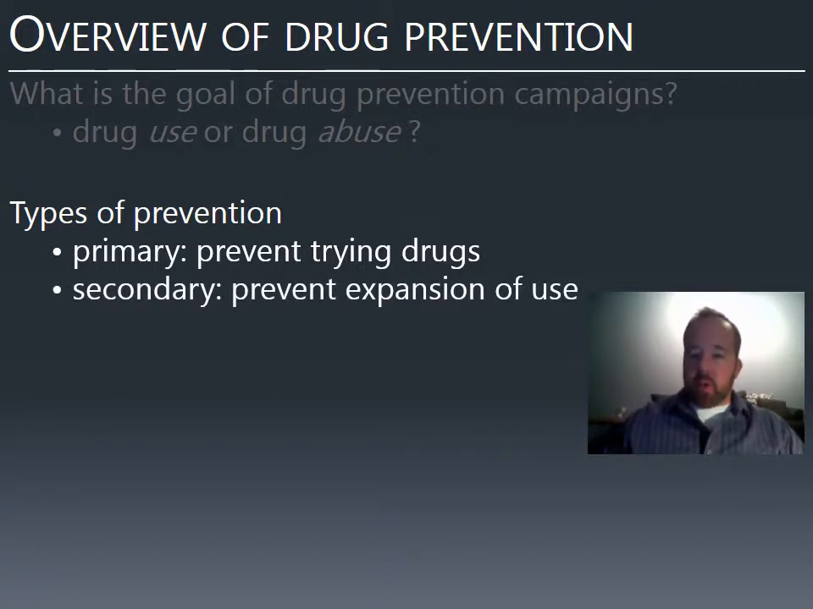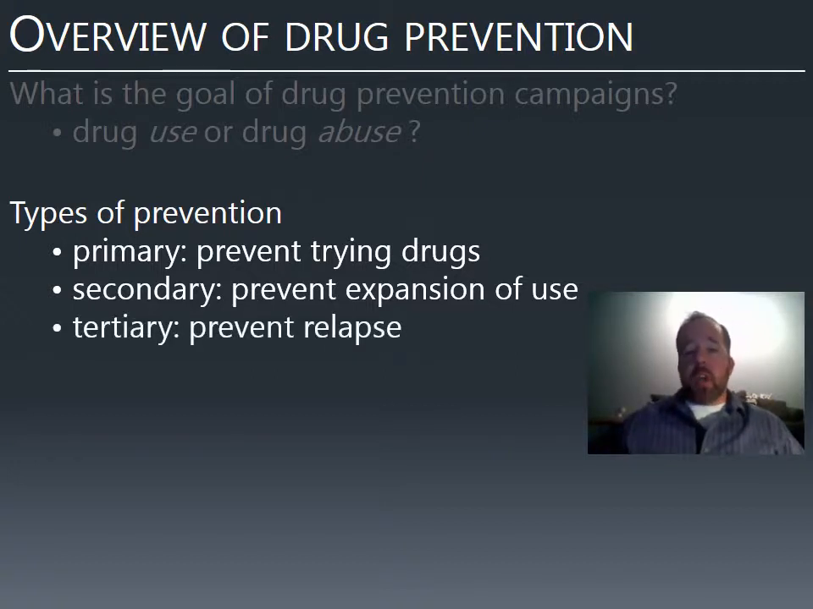There's secondary prevention, which is aimed at individuals, broadly speaking, who have experience with drug use but aren't quite at the drug abuse stage yet. And secondary campaigns are intended to keep that drug use from expanding. That is, to keep the individual from trying other, possibly more dangerous drugs, and also to keep them from escalating their current patterns of drug use. So to keep someone who's tried alcohol from becoming a regular user of alcohol, for example.